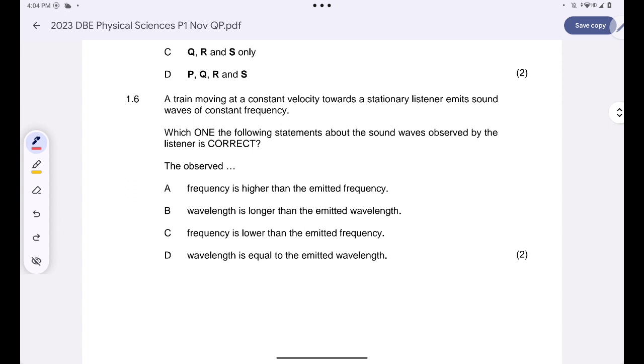Okay, and then we are told that a train moving at a constant velocity towards a stationary listener emits sound waves of constant frequency. Which one of the following statements about the sound waves observed by the listener is correct? Okay, the source is moving towards the listener, so the frequency that the listener will detect will be higher than the frequency of the source, and then the wavelength that the listener will detect will be lower than the wavelength of the source. So in this case, the only answer that makes sense is A.